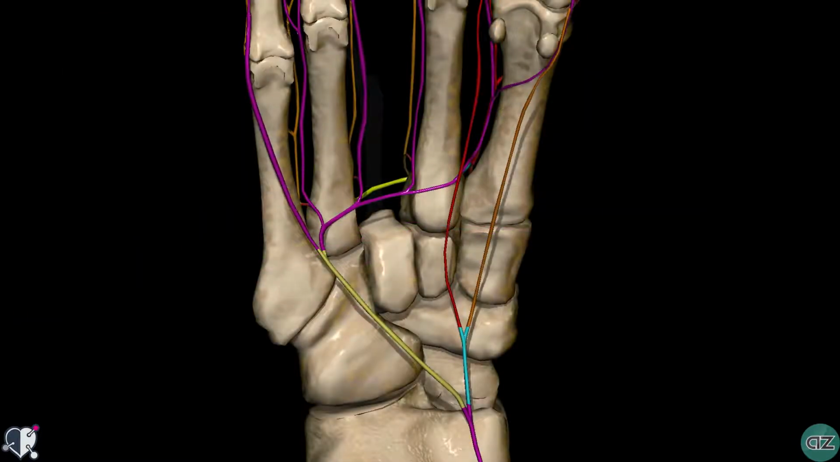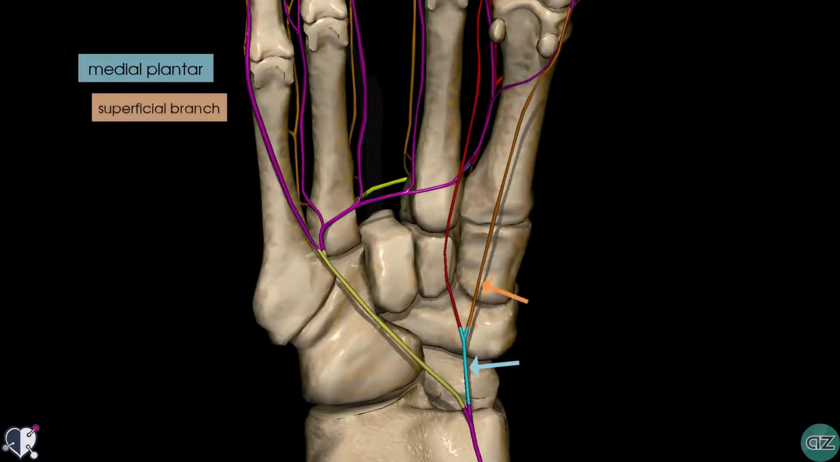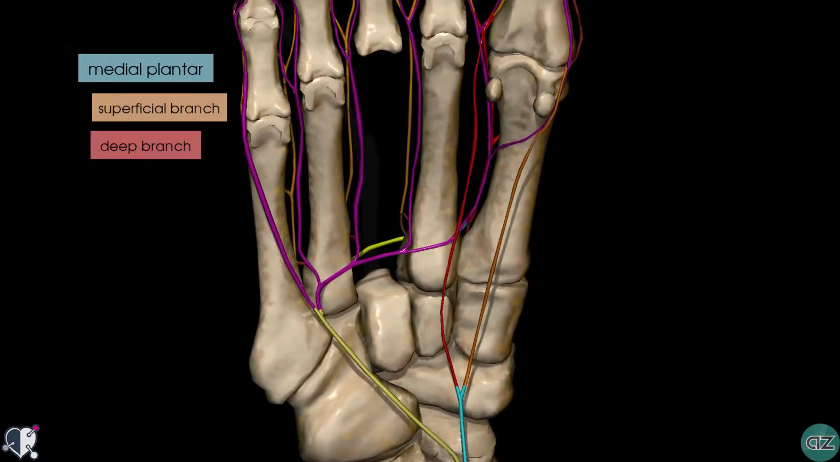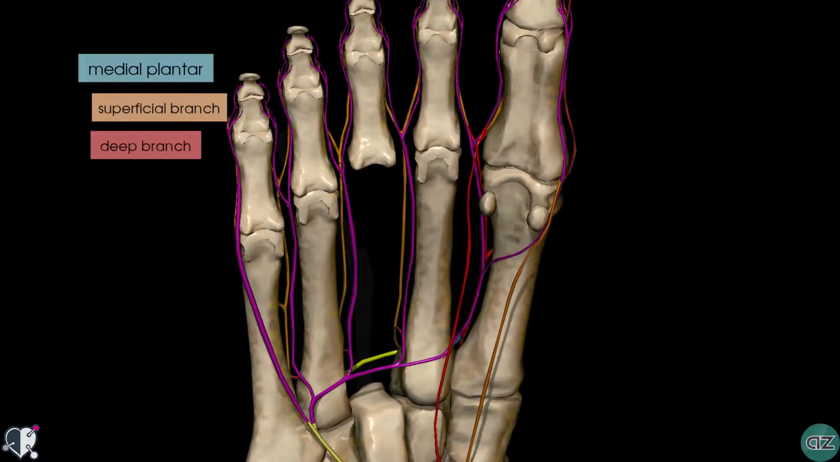So I've just rotated the model round so we're looking at a plantar view of the foot. The medial plantar artery is the smaller of the two arteries, and it runs alongside the medial aspect of the foot. It gives off a superficial branch as it approaches the base of the first metatarsal. You can see these two branches here, one in red and one in orange, so there's a deep and a superficial branch. The superficial branch then anastomoses with a branch of the first plantar metatarsal artery, which you can see here.